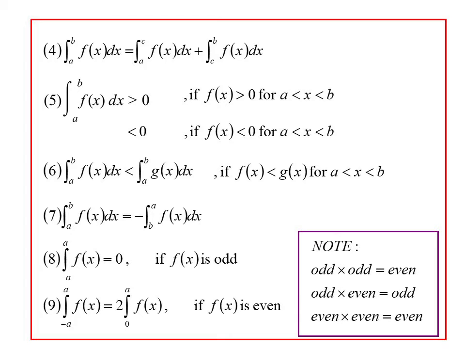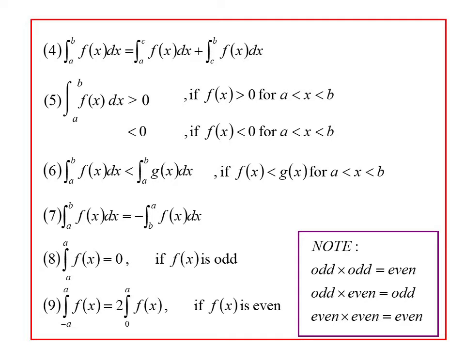A note on odd and even functions as a reminder: if you've got functions multiplied together, an odd times an odd will give you an even function. An odd times an even will give you an odd function, and an even times an even will give you an even function. So basically, if it's the same type of function, when you multiply them together, it'll end up an even function. If they're different types of functions, when you multiply them together, it'll become an odd function. And when I say multiply, that also means divide as well. When you divide, you're actually multiplying by the reciprocals. The rule's still the same.